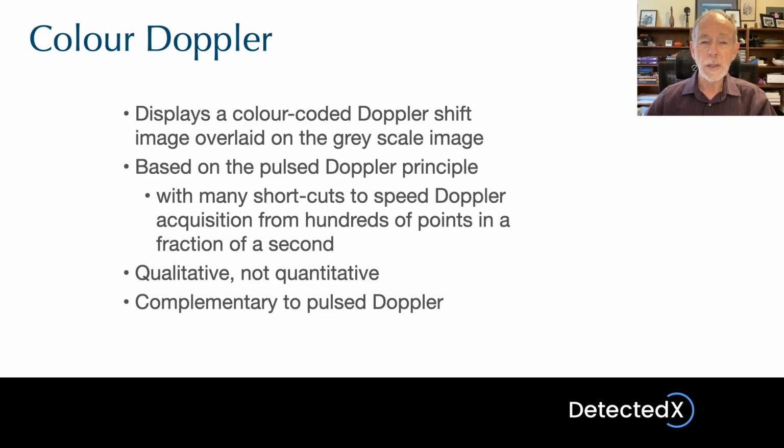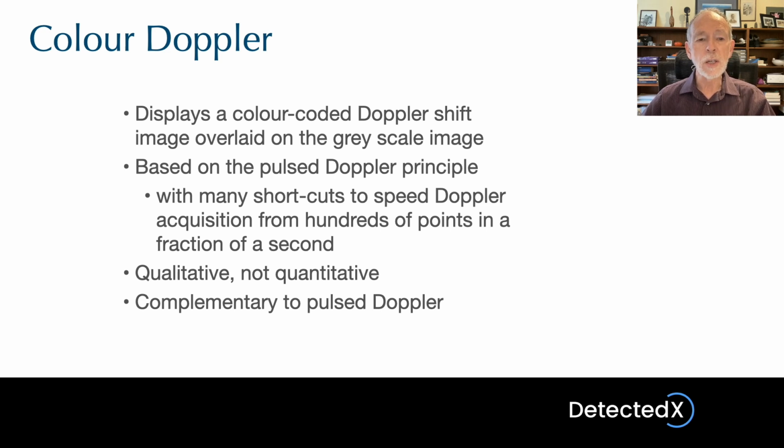So the idea is that Colour Doppler produces a colour-coded Doppler shift image which is overlaid on top of the grayscale image. It's actually based on the pulse Doppler principle, but of course in Colour Doppler the machine is having to measure Doppler shift at hundreds or perhaps even thousands of points in order to produce a complete image. And it has to do that many times per second to provide real-time data. So essentially it has to operate very much more quickly than pulse Doppler.